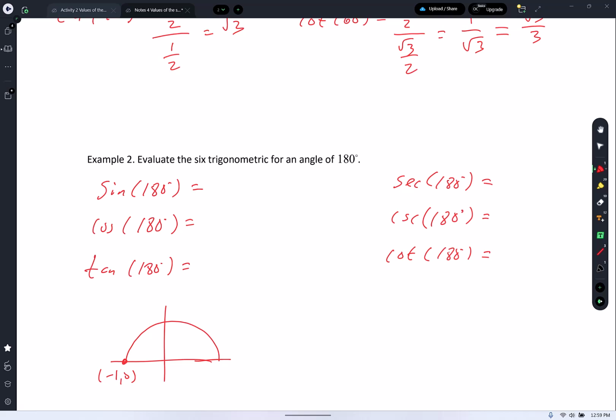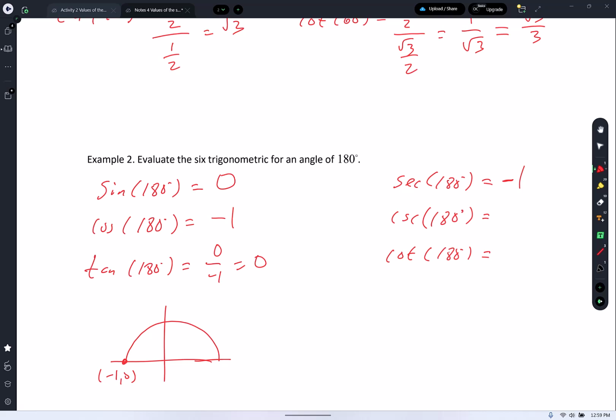Sine of 180. Sine is the y values. The y value of 180 degrees is 0. Cosine of 180. Cosine of 180 is the x value, -1. Tangent of 180. Y divided by x. So 0 divided by -1, that is 0. The other way around is not a thing, right? Secant of 180, secant is a reciprocal of cosine, so that's still going to be -1.